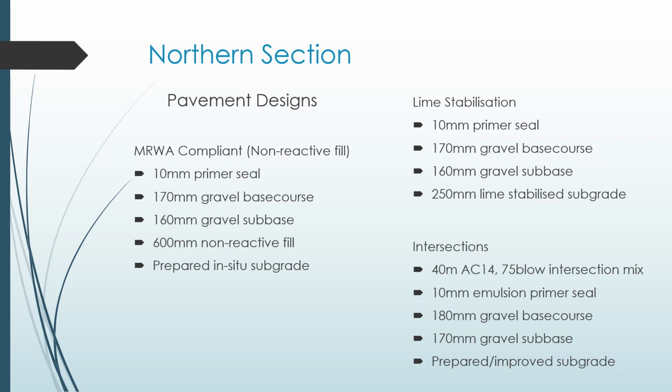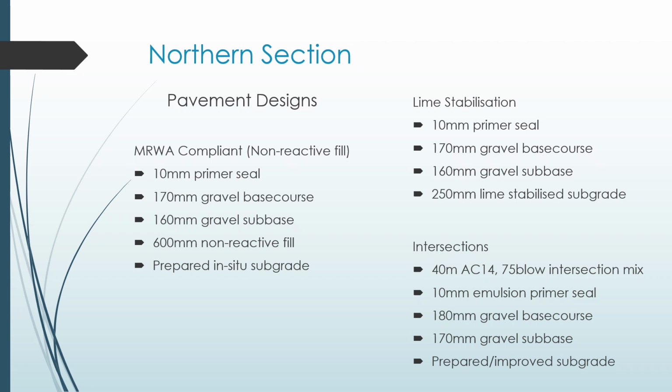Now, alternatively, if we go with the lime stabilisation option, we're sticking with our primer seal. Similarly, a 170 mil gravel base course and 160 mil gravel sub base. Noting they're the same, although the design CBR for the Main Roads compliant option is 10 and the lime stabilisation is 9.5. When we round the values up for the design CBR of 10, it does cater for the 9.5 CBR as well, hence why they're the same. And then the 250 mil of lime stabilised subgrade.